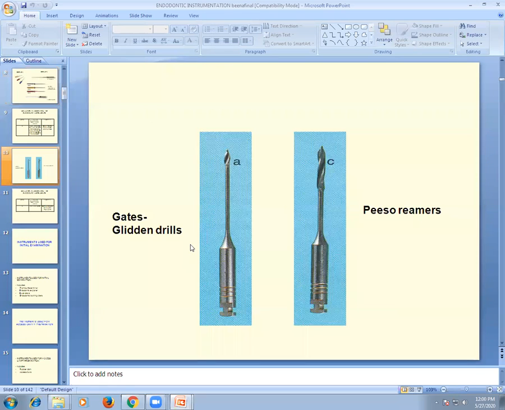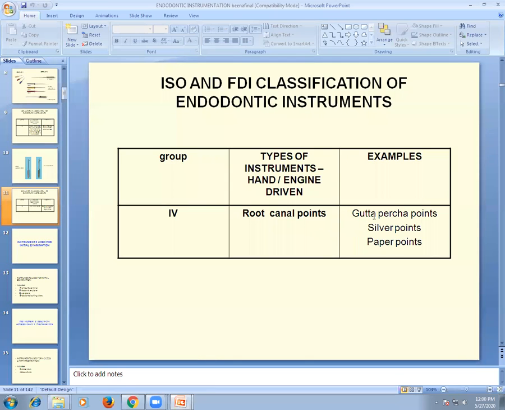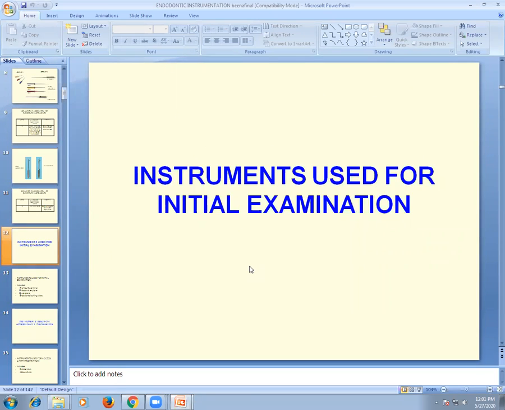Okay. Coming to the fourth type, the root canal points. In this, examples are the gutta percha points, the silver points and the paper points. I hope you all must have seen them practically. What are the gutta percha points, silver points, and paper points? Okay. If not, we'll be covering them in the theory lectures. Okay. Coming to the instruments used for initial examination.